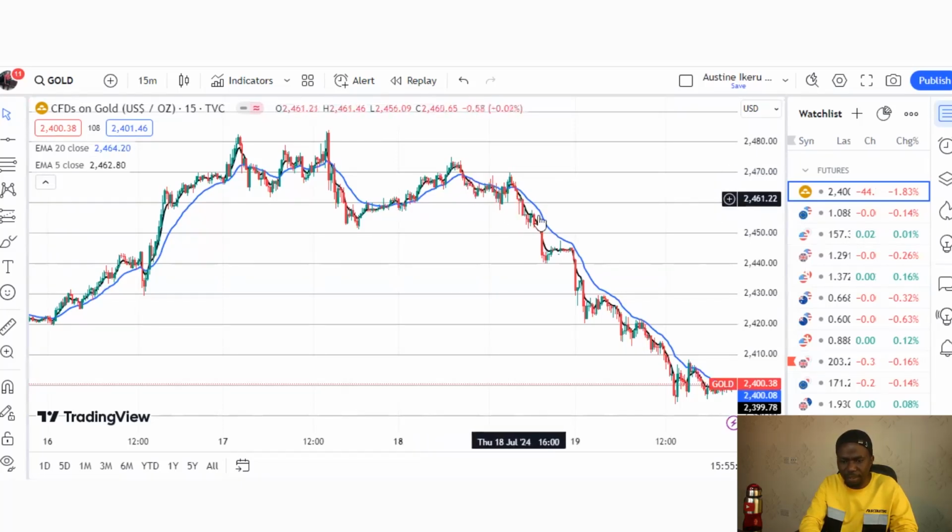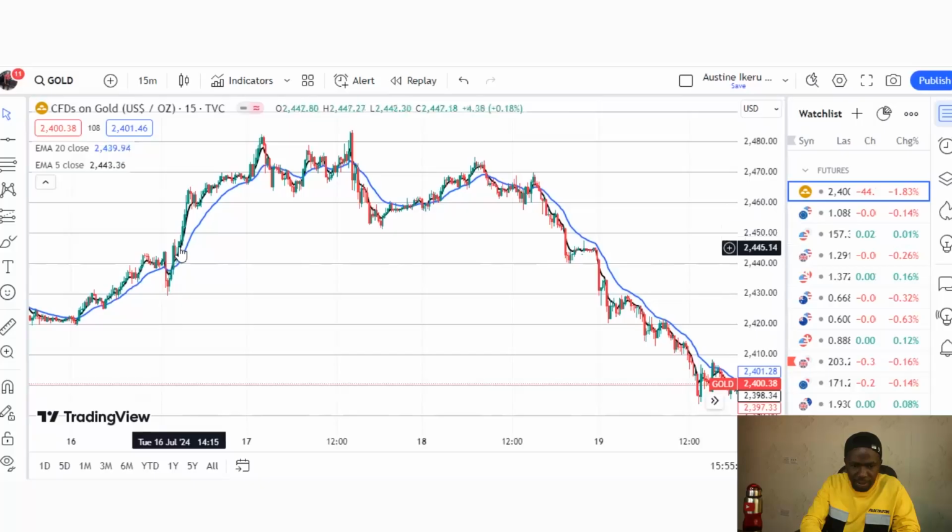So as the crossover happened, the market went down. So you see the down move. As you can see, as the 5 EMA, which is this black line, crosses above the 20 EMA, which is this blue line, the market went up, right?